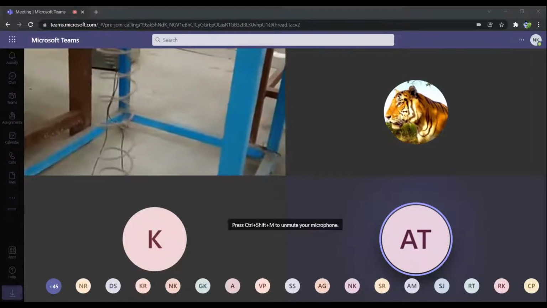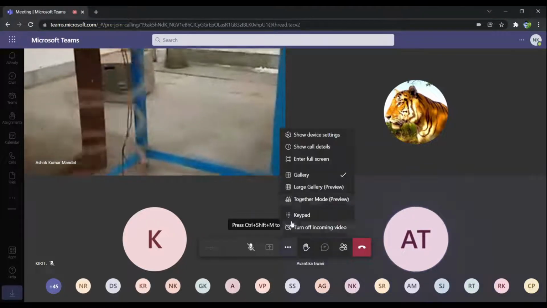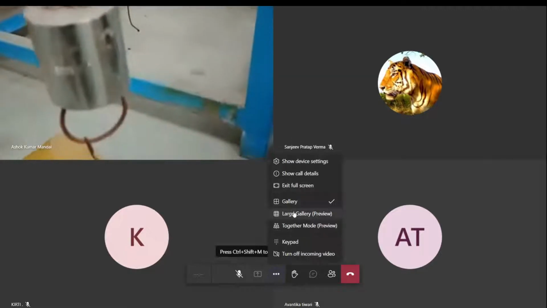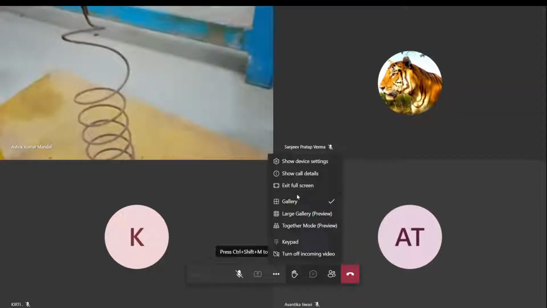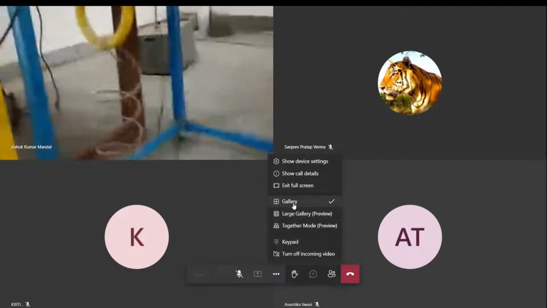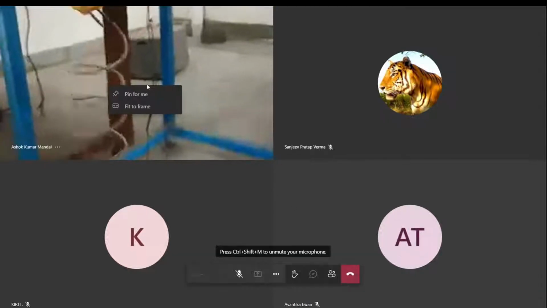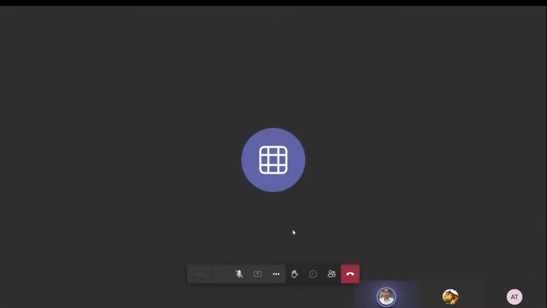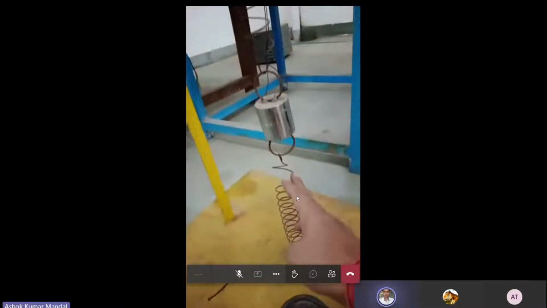Now you can see that this is a spring, and at the end of the spring there is a mass, and then we have attached another spring here. So it is a two spring system. This is one spring attached to the ceiling, and then there is a mass, and then there is another spring attached to it.